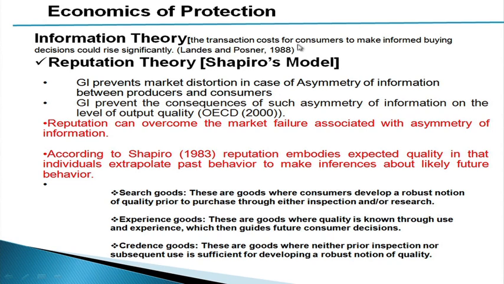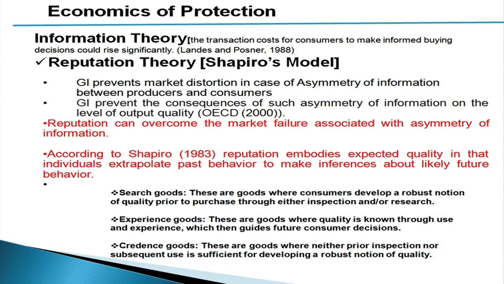Okay. So, economics of protection. Different economic theories sometimes apply with reference to geographical indications, just like information theory. Transaction cost for consumers to make informed buying decisions could rise significantly. Just like a GI product, informed buying, just like Darjeeling tea is given a logo or the Darjeeling tea name on that product. If information is not provided with reference to that good, the cost of buying may increase.